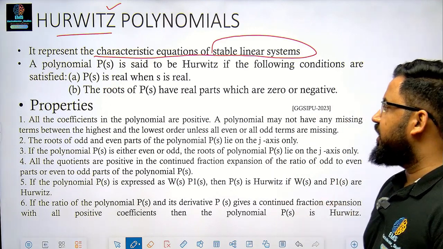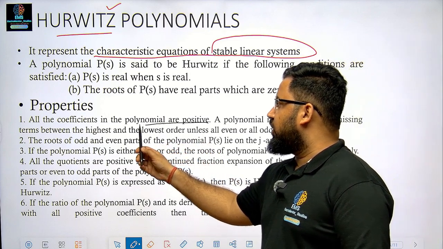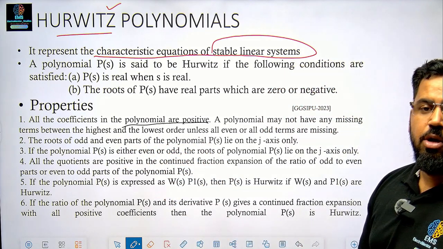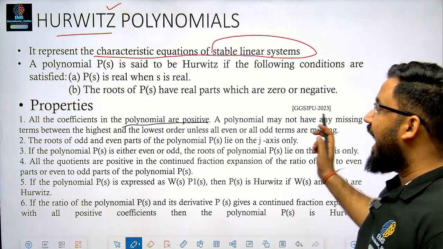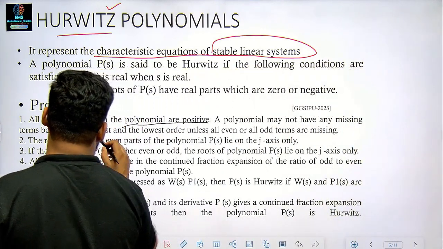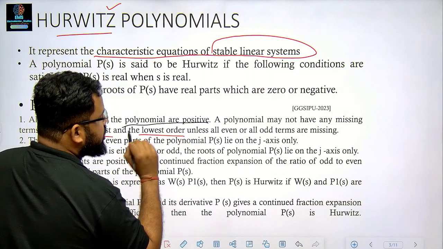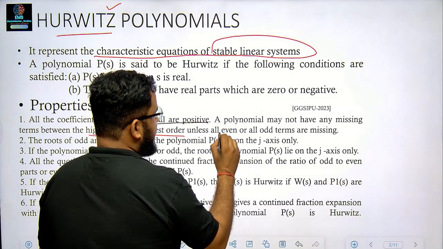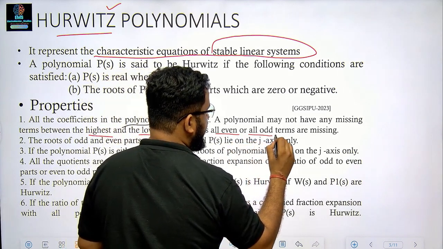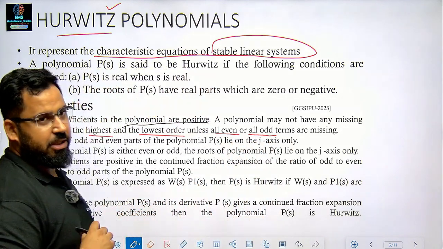The first property says all the coefficients of Hurwitz polynomials are positive, and the polynomial may not have any missing term between the highest and the lowest order, unless either all even or all odd terms are missing.